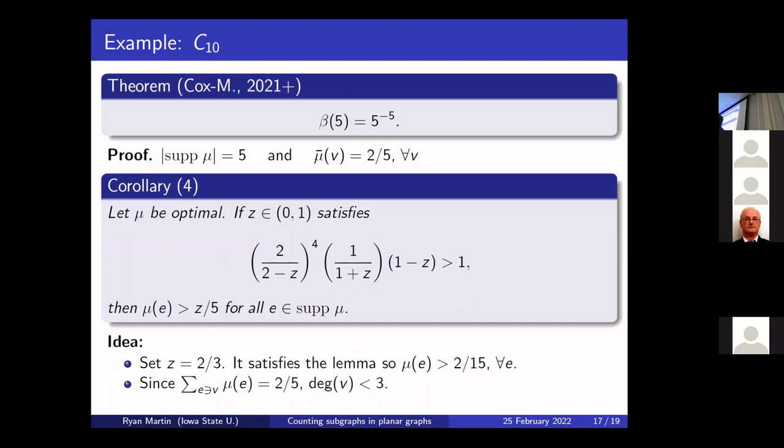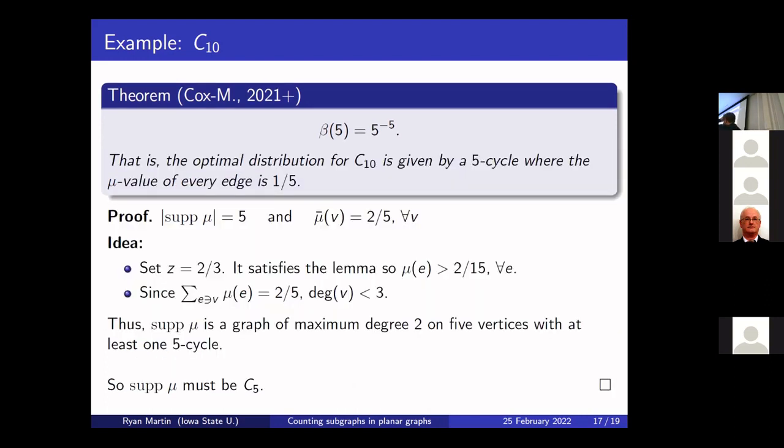And then the corollary is, if z satisfies that, then mu of e is greater than 0.5. And so the idea of that is to set z equal to 2/3. It satisfies the lemma. So mu of e is greater than 2/15. And since the sum of all the edges at a vertex is equal to 2/5, the degree of v must be less than 3. And that's it. So in fact, the support of mu must be a maximum degree 2 graph on 5 vertices with at least one 5-cycle, and that's the 5-cycle, and that's all you have. So the support of mu must be C5.